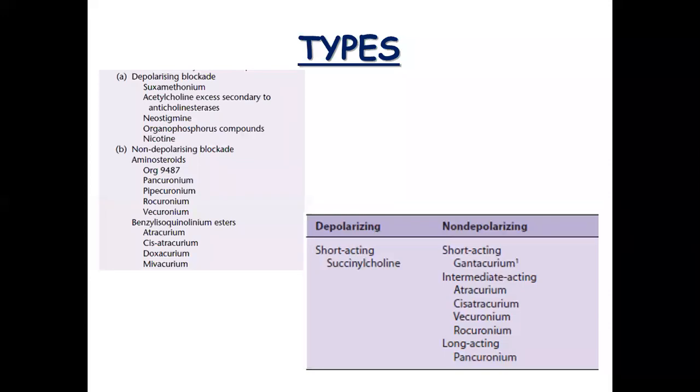We can also classify these neuromuscular blocking agents in another way: short acting, intermediate acting, and long acting. The short-acting depolarizing drug is succinylcholine. For the non-depolarizing short-acting, gantacurium is available, but it is only in experimental studies so far. Most commonly used are the intermediate-acting drugs like atracurium, cisatracurium, vecuronium, and rocuronium. Long-acting agents like pancuronium can also be used for procedures which are prolonged.